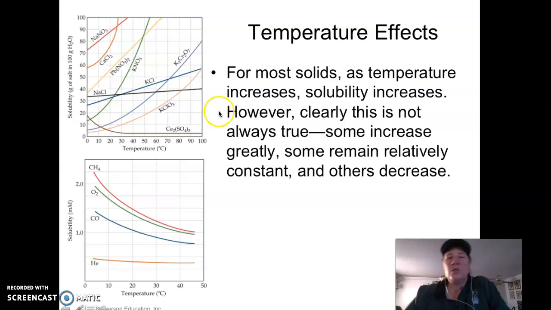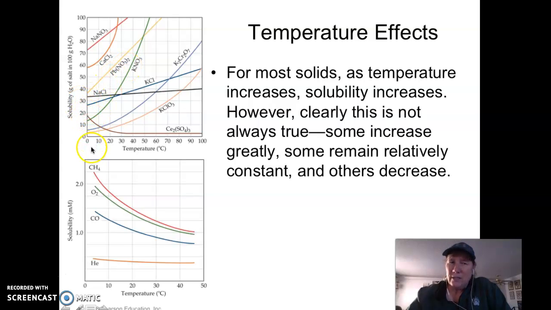Okay, so if I'm reading this chart, for most solids, as temperature increases, solubility increases. Okay, so what happens here? Let's say I'm doing potassium nitrate right here. This chart tells me that at 0 degrees, you can see about 35 grams of potassium nitrate will dissolve in 100 grams of water. That's kind of the standard, okay? So if I have 100 grams of water and its temperature is 0, I can dissolve about 35 grams of potassium nitrate in there, okay?